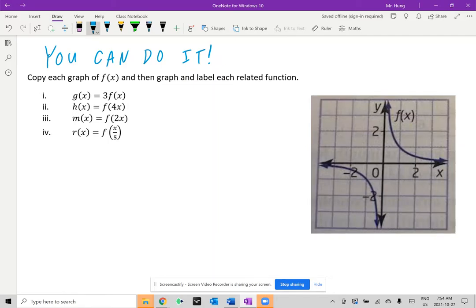Hi everyone, let's take a look at the following example. Copy each graph of f of x and then graph and label each related function. Part 1, g of x equals 3 times f of x.